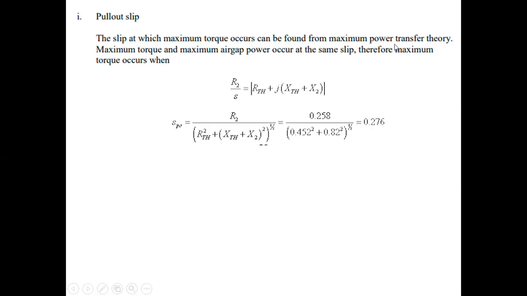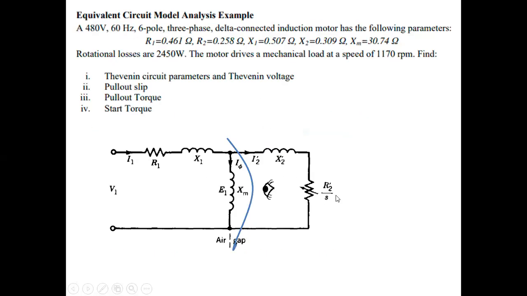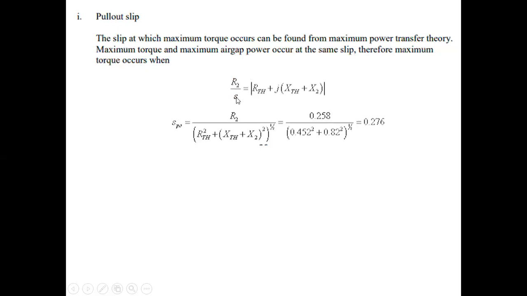And for that we can use the maximum power transfer theorem. And if you recall, maximum transfer theorem, if I would go back to our circuit, the equivalent Thevenized circuit, for maximum power to be transferred here, the value of this impedance must be equal to the internal resistance of the rest of the circuit, as viewed from the 2 points where the load is. So based on that, we can equate R2 over S to be equals to the Thevenized part plus X2. And from there, we can express S as the subject of the formula, and we get the pull-out slip to be 0.276.